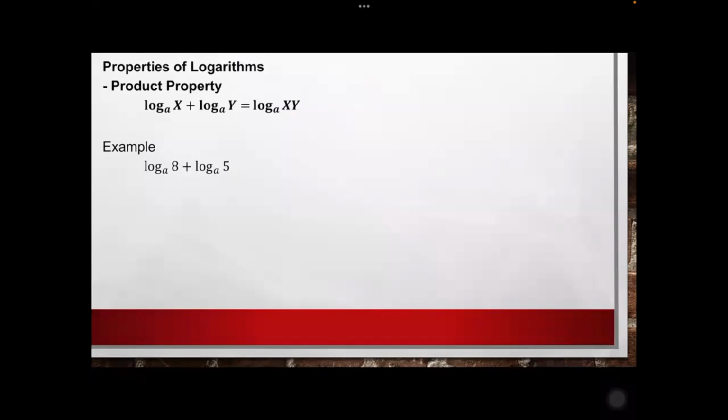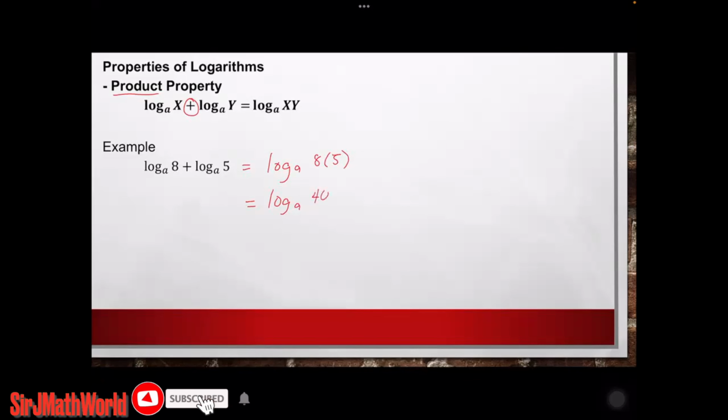So, all you have to do is to multiply. Example, we have here the logarithm of 8 with base of a plus logarithm of 5 with base of a. So again, for the product, kailangan siya ay plus to make it a product. So this will be equal to logarithm with base of a, 8 times 5, this will be 40. Okay? So, yun po.